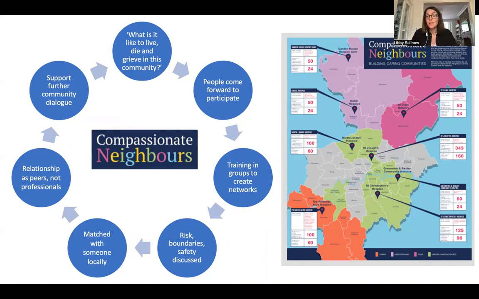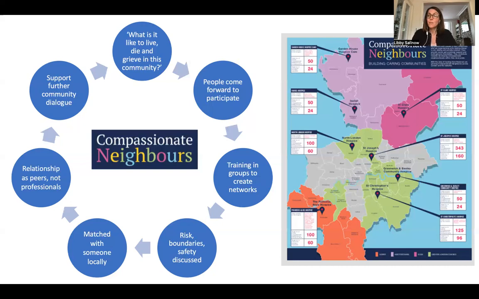Risk, boundary, safety. This is what was discussed, things that people were really worried about in the UK. What happens if people don't want me to go into their house? What happens if something bad happens, if they fall over or if some money is stolen? How will we make sure we do the right thing? And so we went through how to support and manage that.